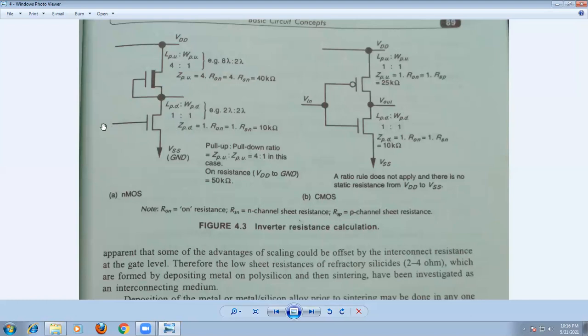Therefore, whenever you have logic 1 at the input, this transistor is on, and also the pull up transistor is on. When logic 0 is at the input, this transistor is off, and only the pull up transistor is on. So now we are going to calculate the on resistance of the inverter circuit. What is the on resistance of the NMOS inverter circuit? It depends upon the corresponding input.